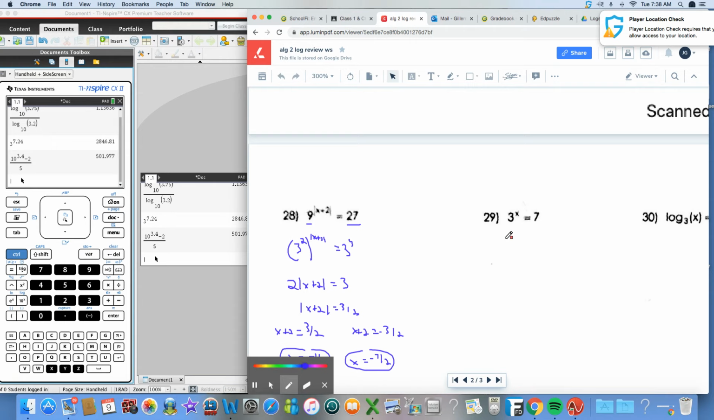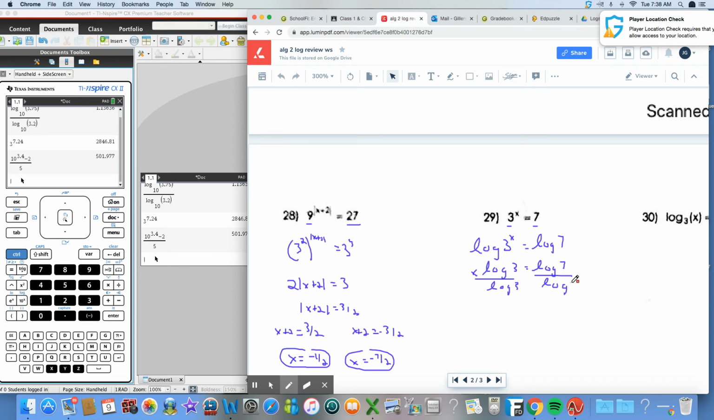All right, so now for this one, we got 3 and 7. We cannot make those the same. So just add a log to both sides. Now you could make it a log base 3 if you wanted to, but I'm just going to make it a log. Just add a log to both sides. Use a base 10 log, it's okay. So we bring the exponent out front. So x log of 3 equals log of 7. Divide by log 3.